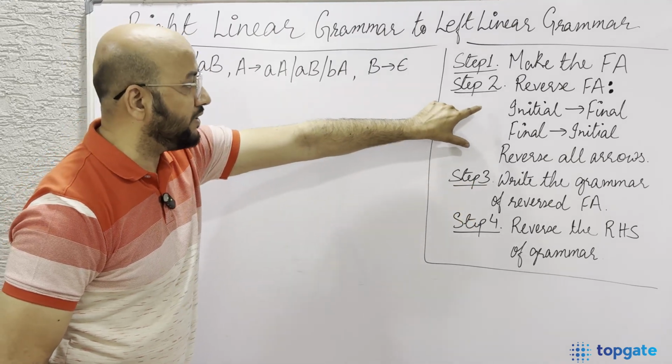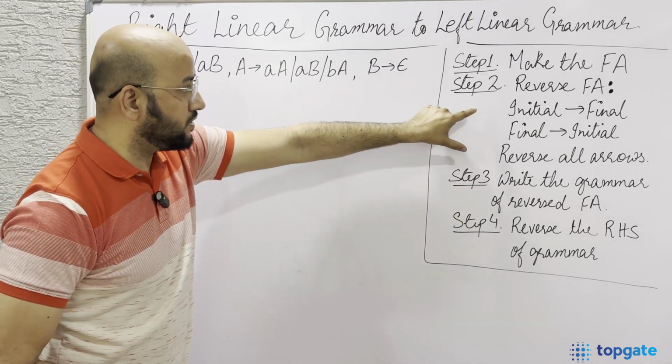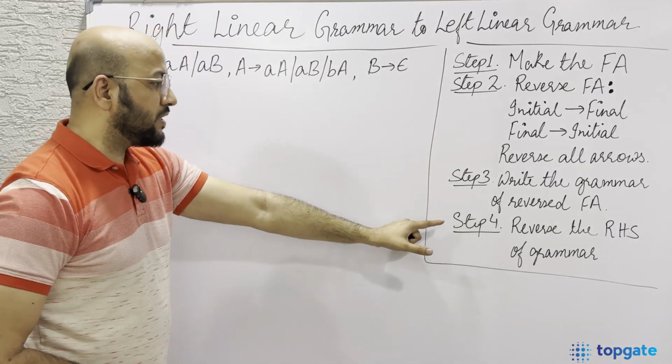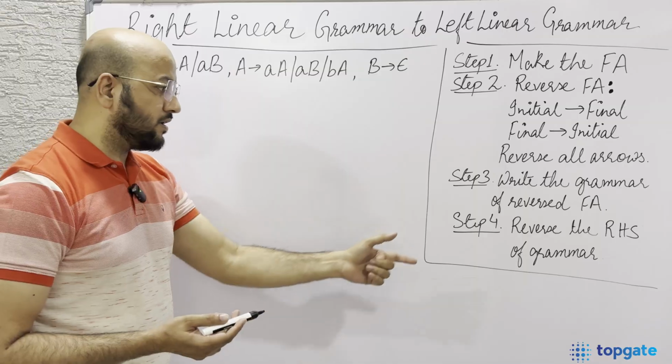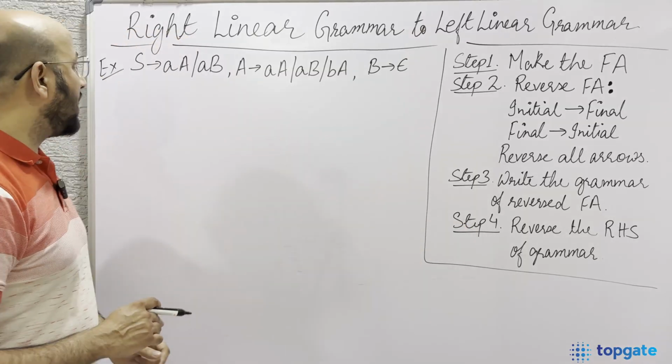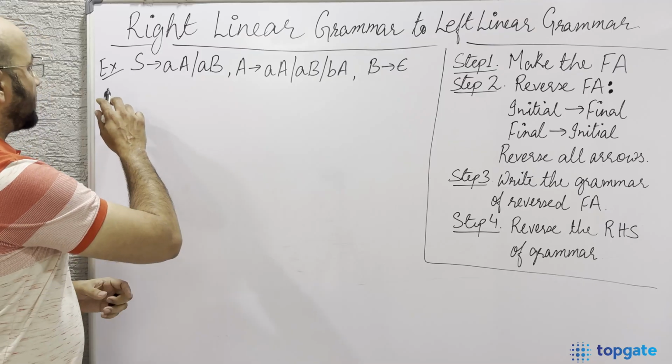So whatever we'll get in this step 2 for this reversed FA, I'll write the grammar. Clear? And then in step 4, whatever grammar we'll get, we will reverse the RHS of that grammar. So let's see how we do this. So here I have just taken an example.